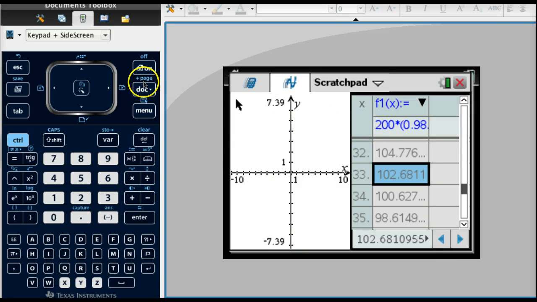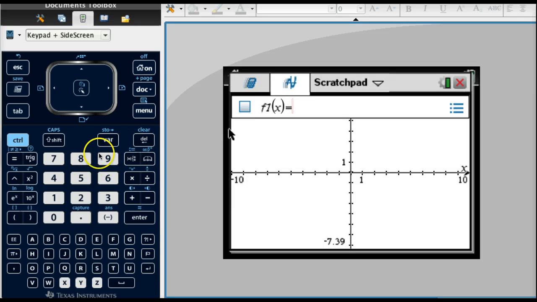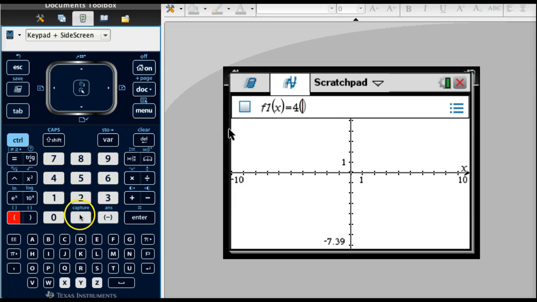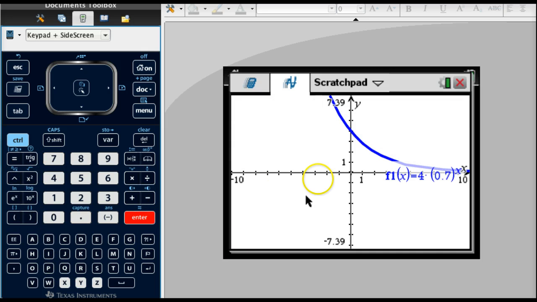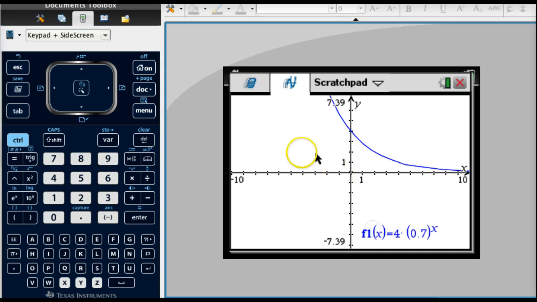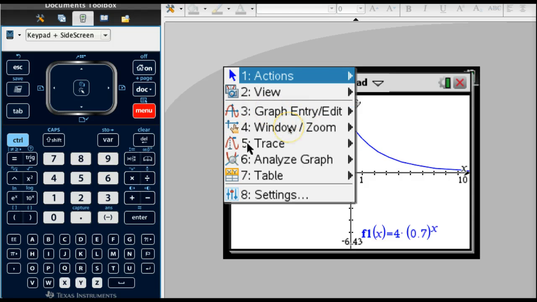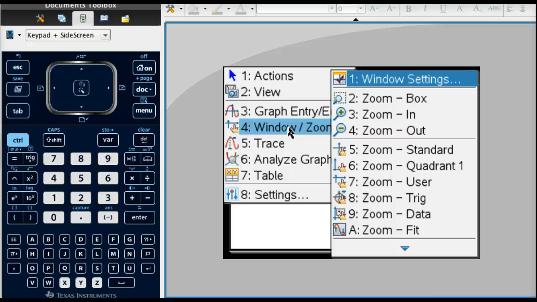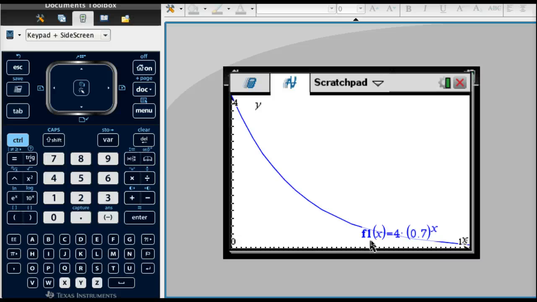So, I want to clear what I just did, and then I want to go back to my graph and enter my function. My function was 4 parentheses 0.7 to the x. It was something like this. So I want to know when, and let's check the table. So I want to go to my window settings. So my minimum is 0, 10, 10, 10, 0, and this is 4. So I am looking for, when is my y value 0.5?